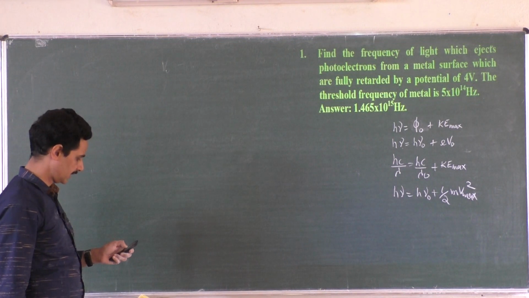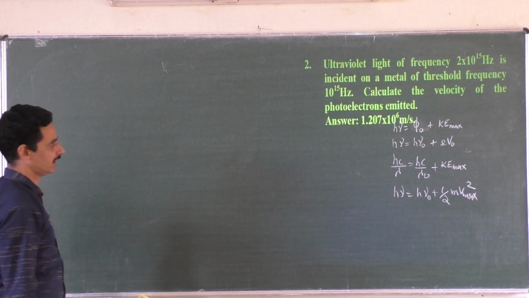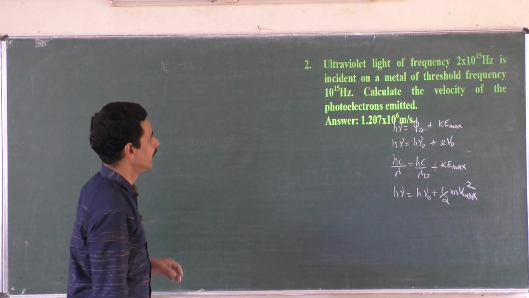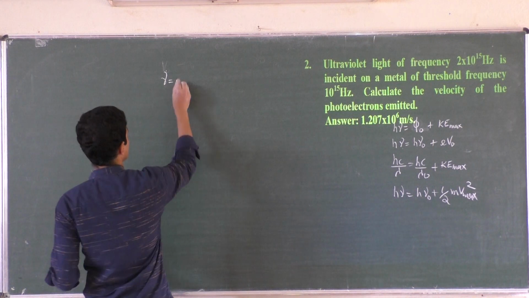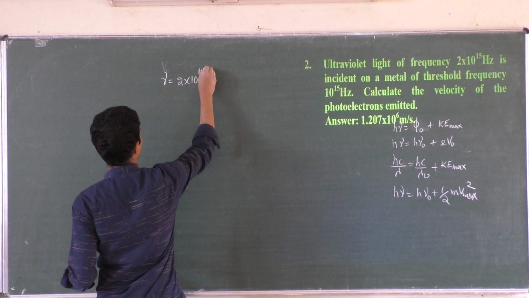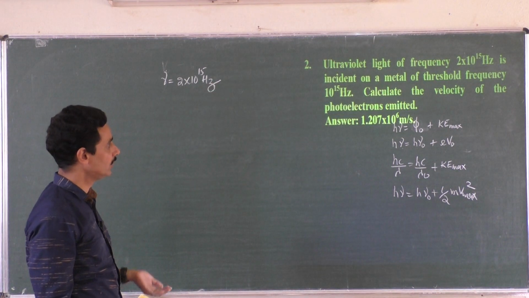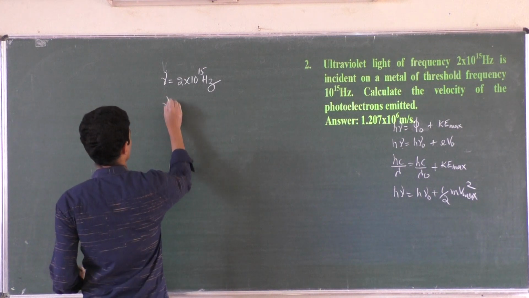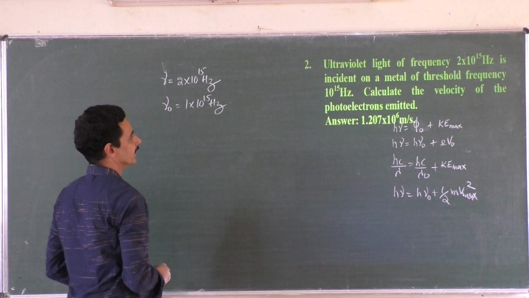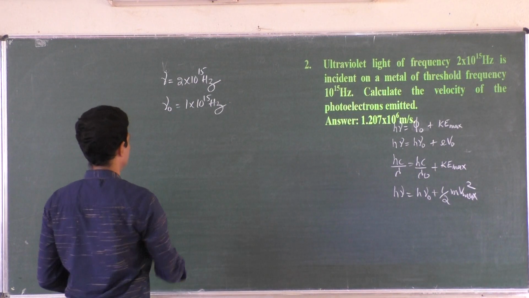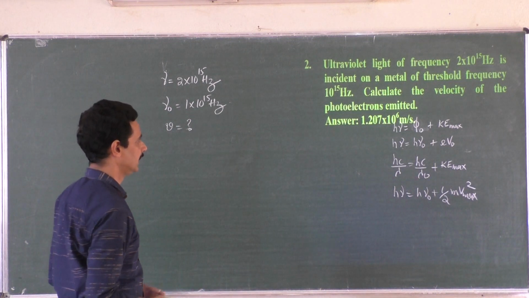Ultraviolet light of frequency 2 into 10 to the power 15 hertz is incident on a metal of threshold frequency, nu naught, 1 into 10 to the power 15 hertz. Calculate the velocity of photoelectrons emitted. v is how much? Okay, let it be.